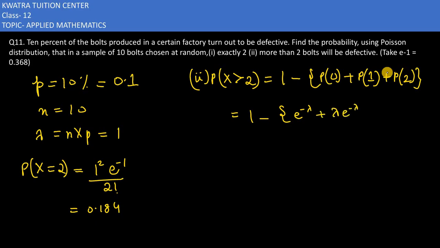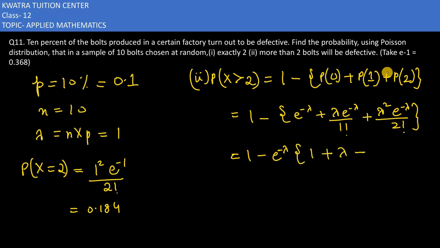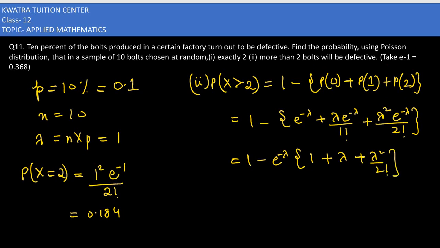e to the power minus lambda divided by 1 factorial. लास्ट में हमारे पास lambda square is there, e to the power minus lambda is there, 2 factorial is there. अब इसमें से जो भी वैल्यूज हमारी कॉमन आ सकती है, that I would take out common. e to the power minus lambda हो गया, 1 is there, plus lambda is there, plus lambda square by 2 factorial would be there. That's 2 only.